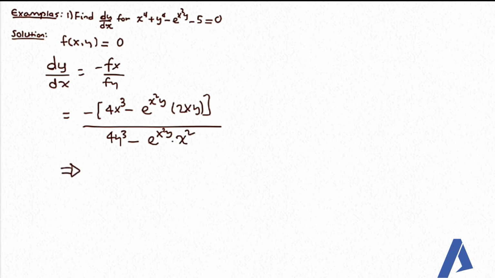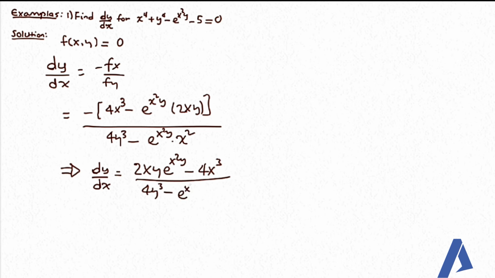So this implies that dy by dx is equal to 2xy e to the power of x square y minus 4x cubed divided by 4y cubed minus e to the power of x square y times x square.